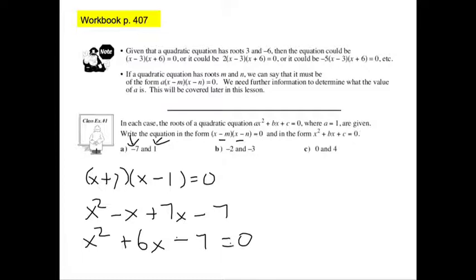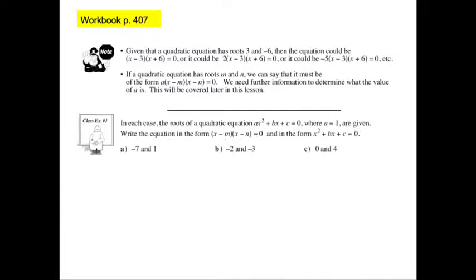That's your first one. Next up, you got b, you have negative 2 and negative 3. Set up your brackets and keep in mind that these signs are going to be switched. So it's going to be x plus 2 and x plus 3 is equal to 0. Then all you need to do is FOIL it to figure out the general form.